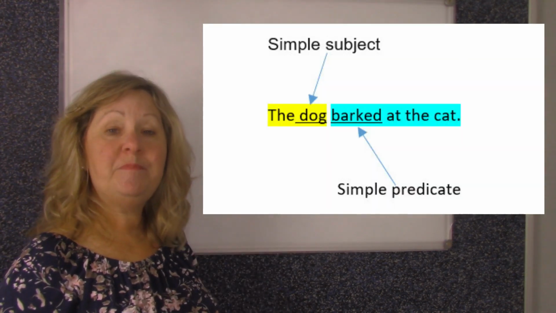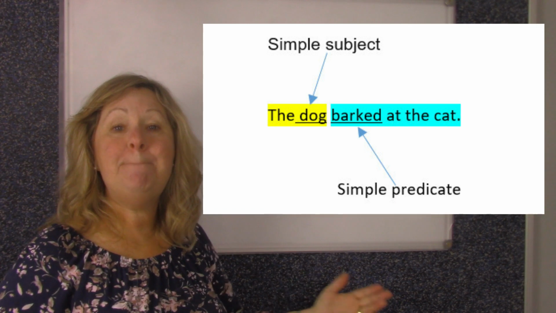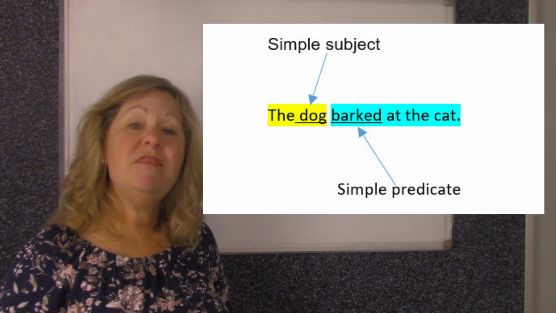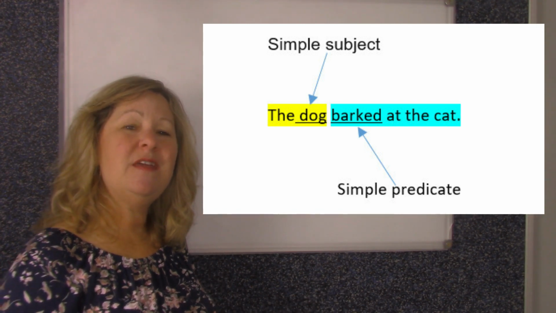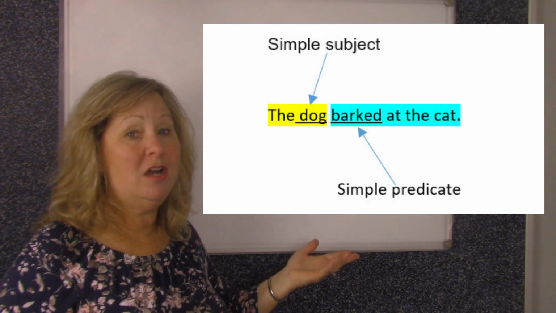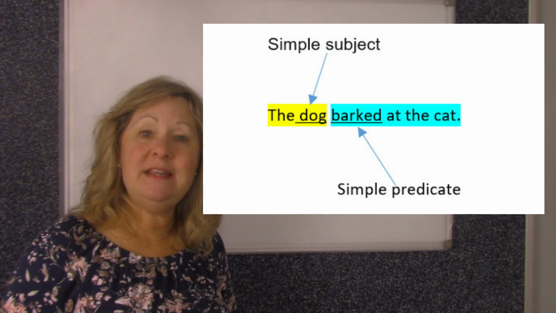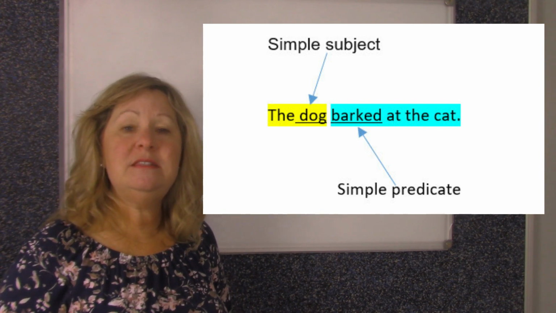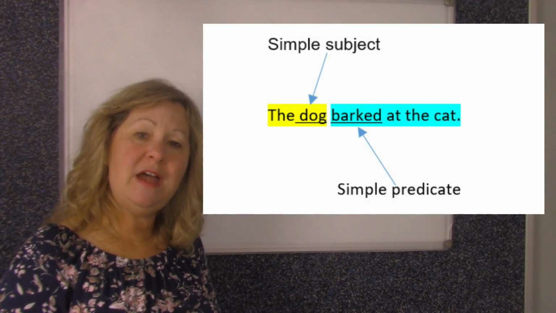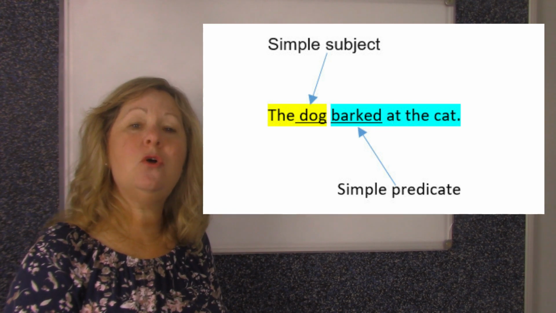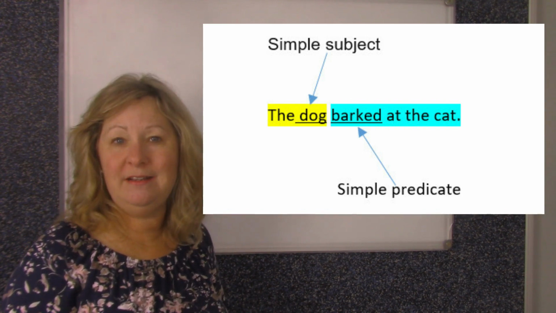Now, you might also be asked to identify the simple subject or the simple predicate in a sentence. In this case, the simple subject is dog. The simple predicate is barked. The is just a modifier that tells which dog, and at the cat is a prepositional phrase that's thrown in just to modify that verb barked to show what direction the dog was barking in. Let's look at another example.